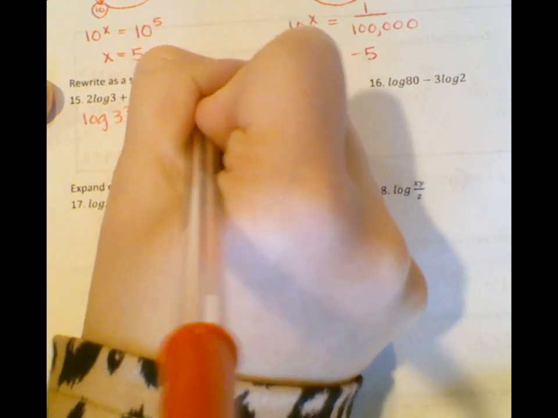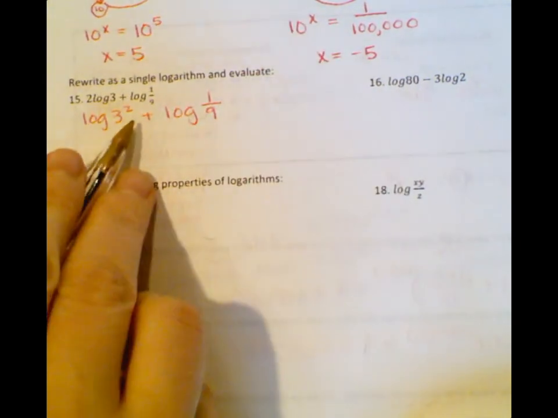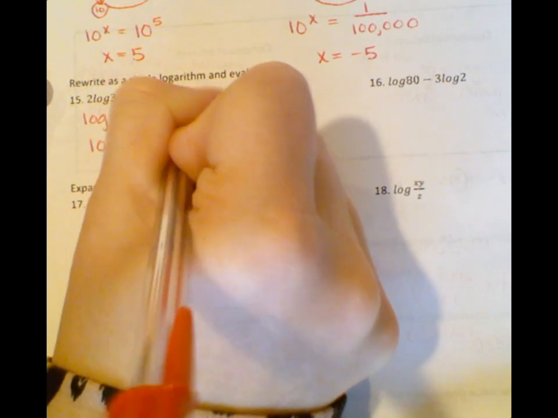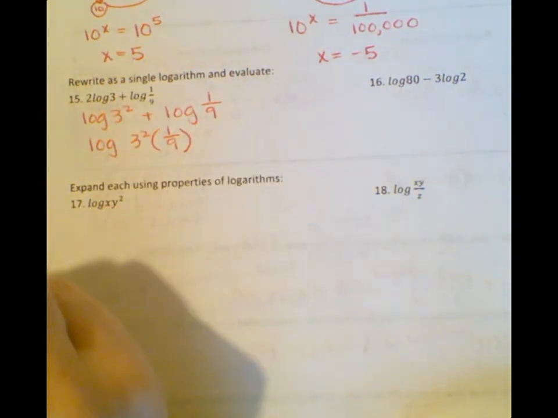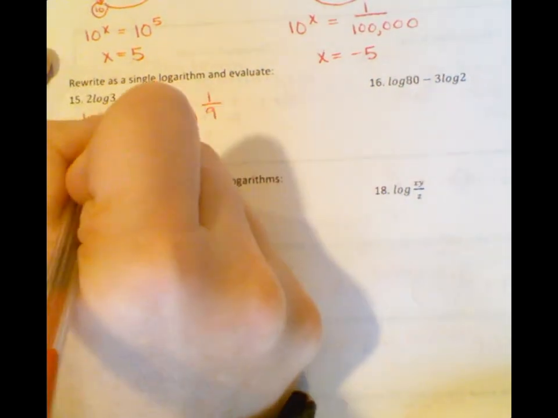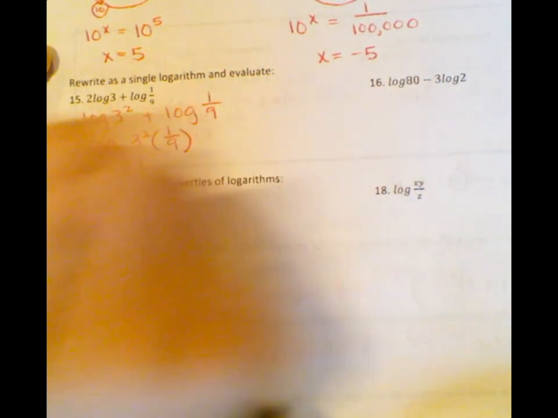Now, I've got a plus sign between these two. So when I have a plus sign, what is that actually? Multiplication. So I'm going to have a log and I'm going to multiply 3 squared times 1/9. Okay, so don't put the log in your calculator. Just put in your calculator 3 squared times 1/9. And you're going to get log 1.